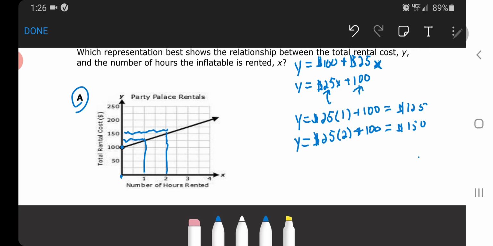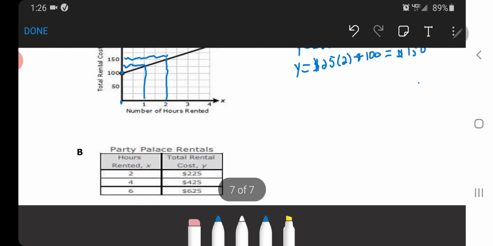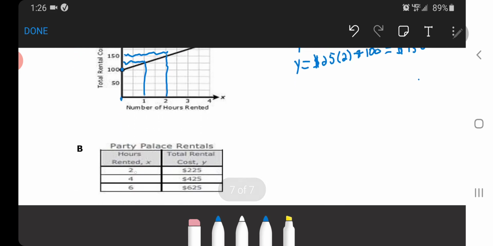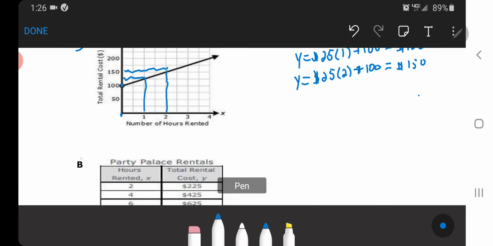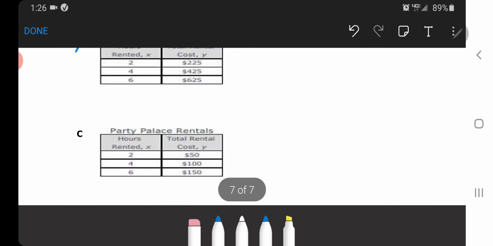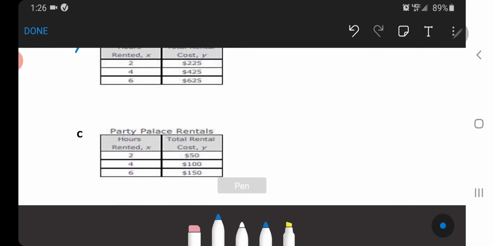Let's look at the other guys real quick and see why they might be wrong. Next, we got a table. It says at 2 hours, our total cost will be 225. Well, we just figured out it was 150. So, of course, that's not correct. Looking over here, it shows that 2 hours is $50. Well, we determined that wasn't correct either.